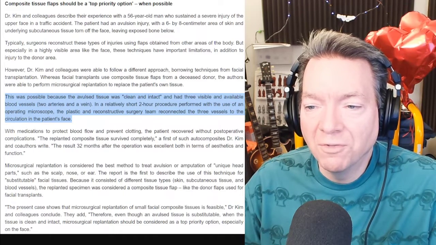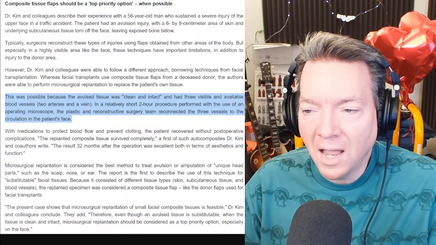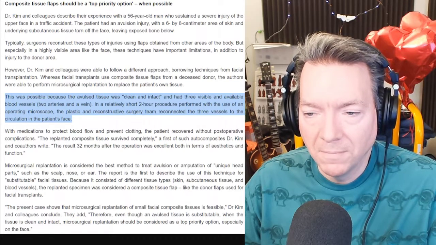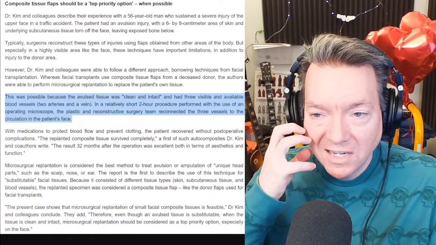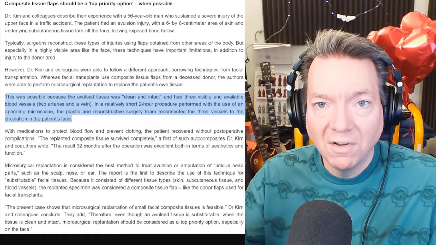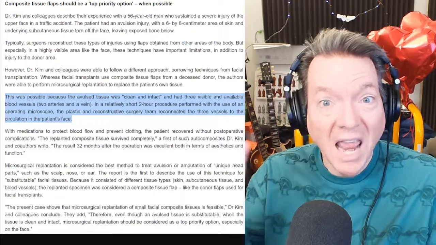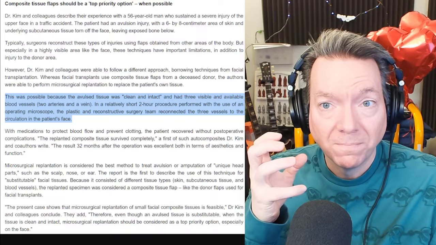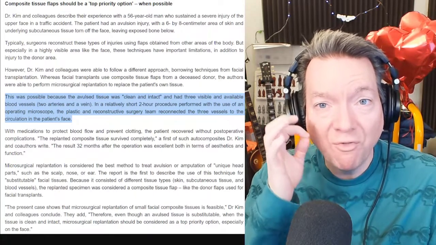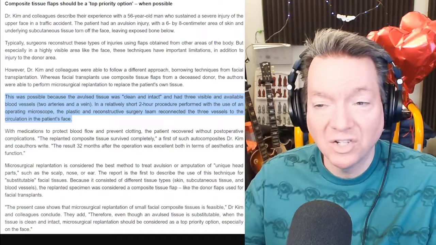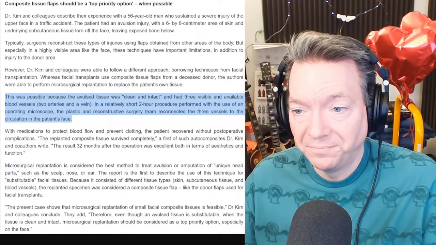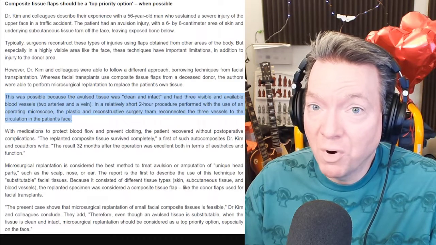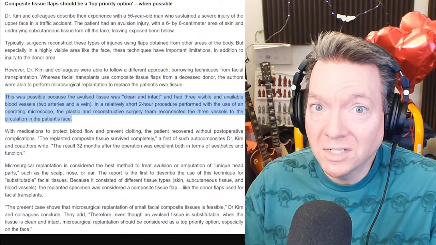This was possible because the avulsed tissue was clean and intact and had 3 visible and available blood vessels, 2 arteries and a vein. So this piece of his face that was ripped off in a severe traffic accident was saved and brought to the hospital, and they're going to try to sew it back into his own face from his own part of his face that's on the ground after a traffic accident. Now that's a smart EMS team who knows, hey, here's part of this guy's face, let's take it with us and see what happens.